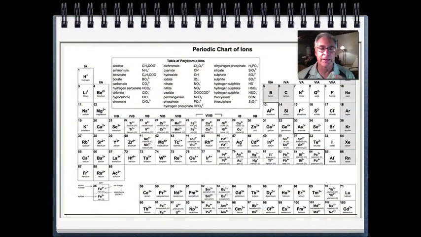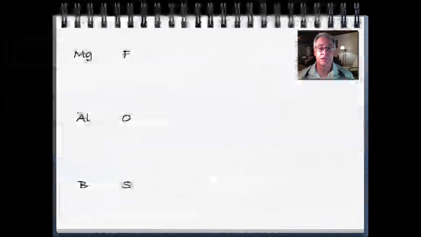You're going to get this as a cheat sheet. This is a periodic chart of ions, and this will tell all the ions and their charges, their oxidation numbers basically. And you'll need this to determine how many charges each of the elements is carrying, so that you can figure out what the subscripts are going to be. So let's do a couple of them.